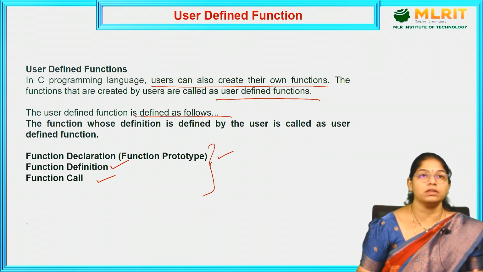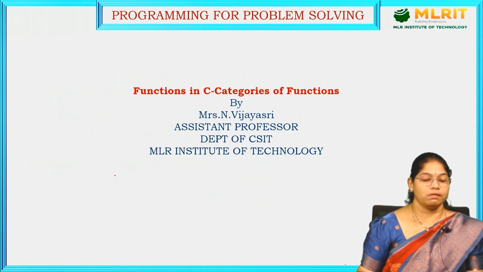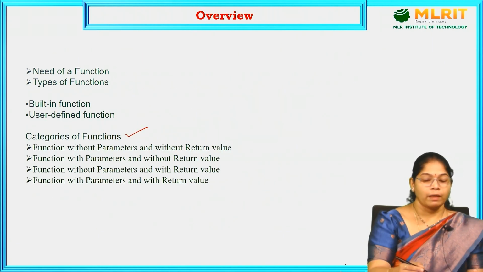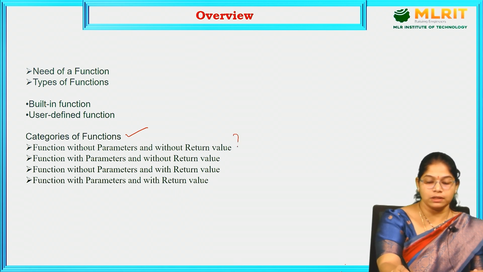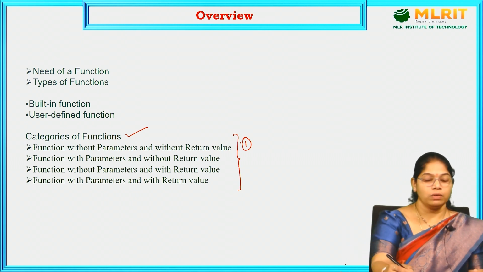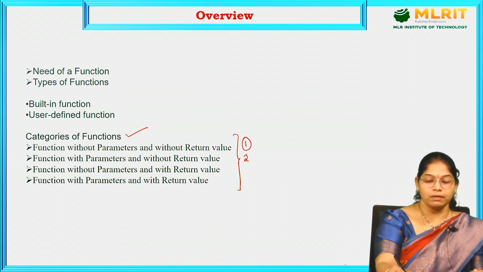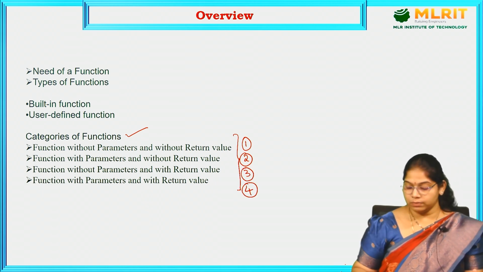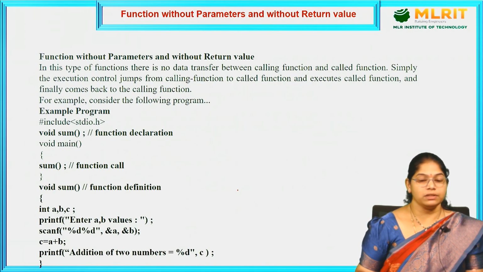In today's session, we will discuss categories of functions in C. What are the categories of functions in C? There are four categories. One is function without parameters without return value, function with parameter without return value, function without parameter with return value, function with parameter with return value. These are the four categories of functions.